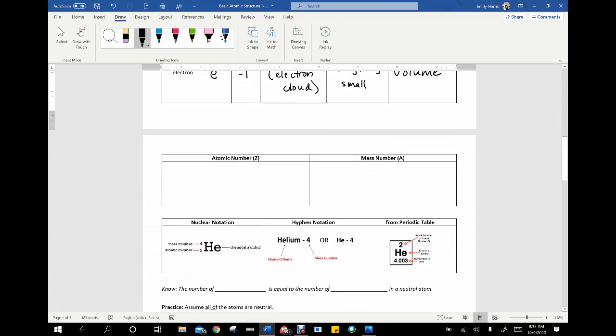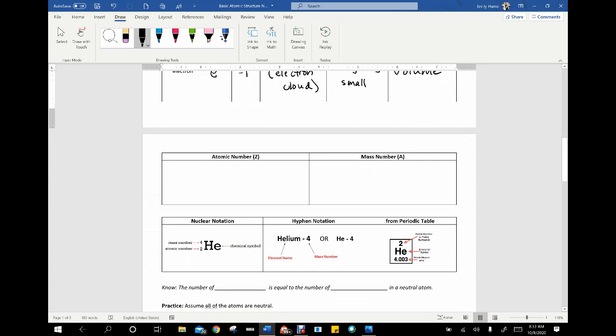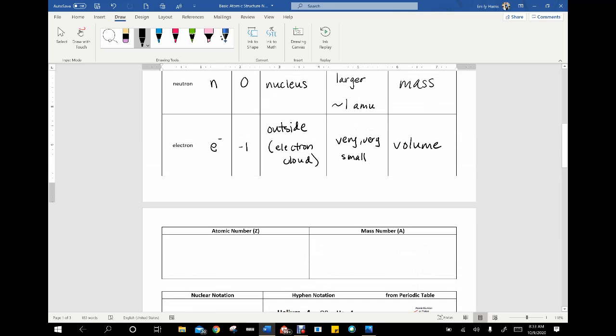Now, there are a few different terms we can use when referring to these subatomic particles within an atom. The first of those terms is what's called the atomic number. Essentially, the atomic number is just the number of protons in an atom's nucleus. And so essentially, the atomic number is what makes something an atom.